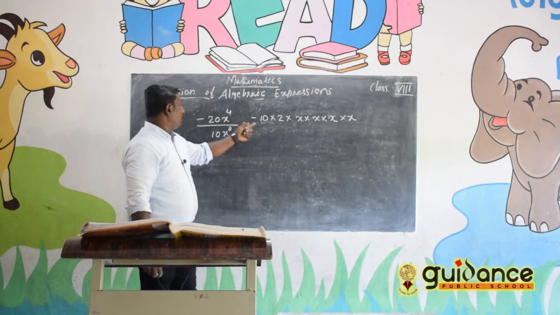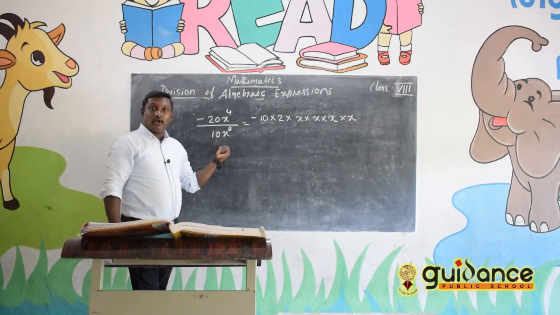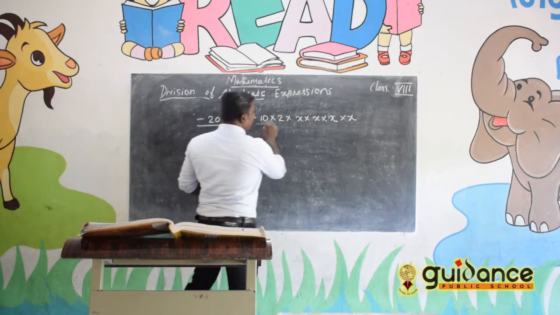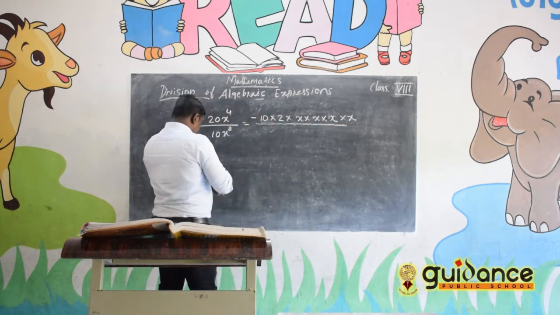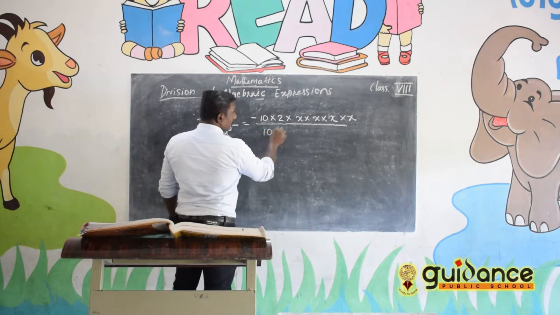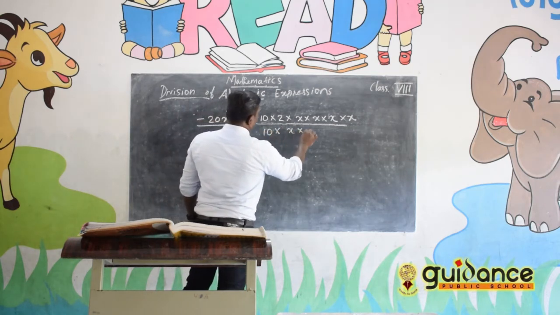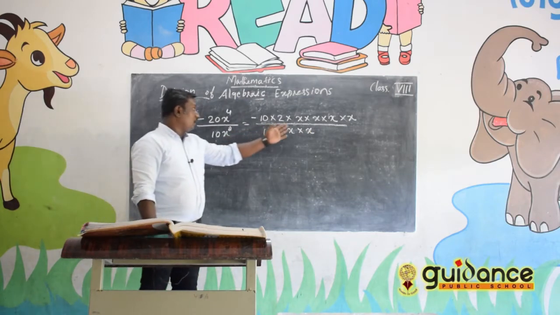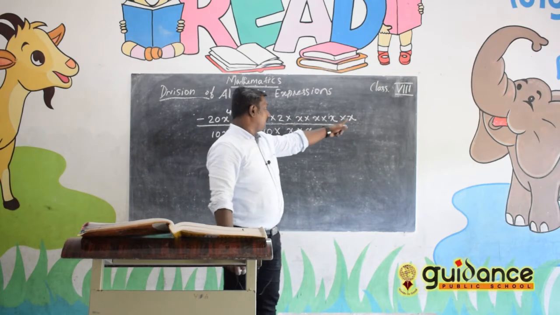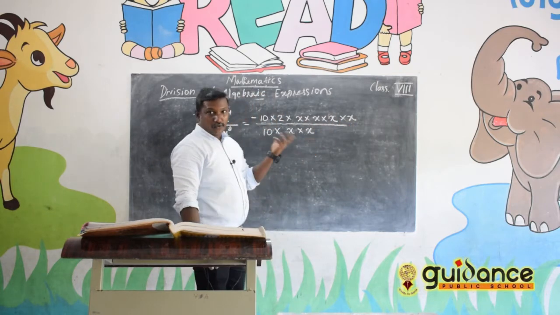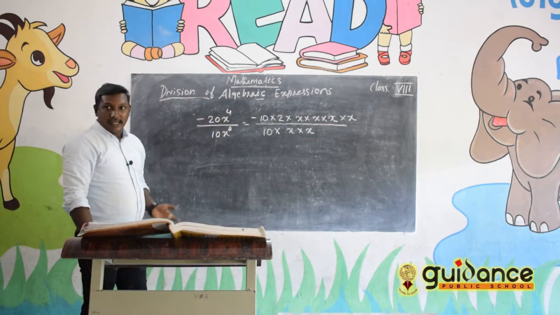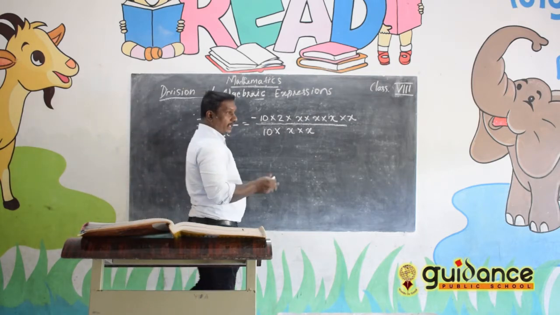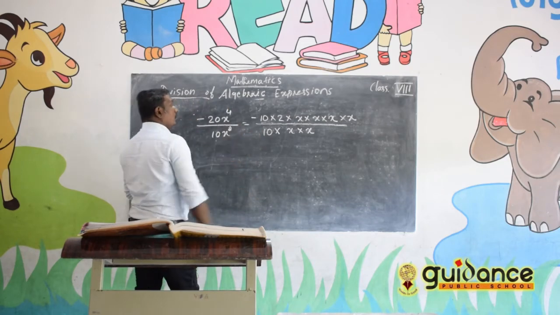Why write 20 as 10 into 2? Because the denominator consists of 10, so we can consider it that way. So the denominator is 10 into x into x. Do you get this? The numerator is minus 10 into 2 into x into x into x into x. There is x raised to 4, so we have to consider four x's. The denominator consists of 10 and x square, so we write 10 into x into x.